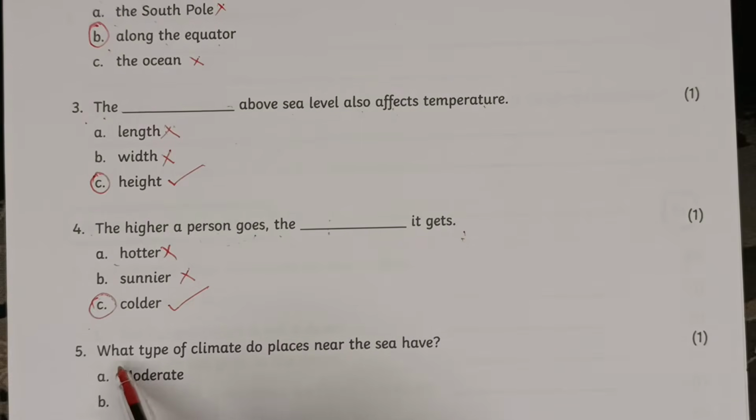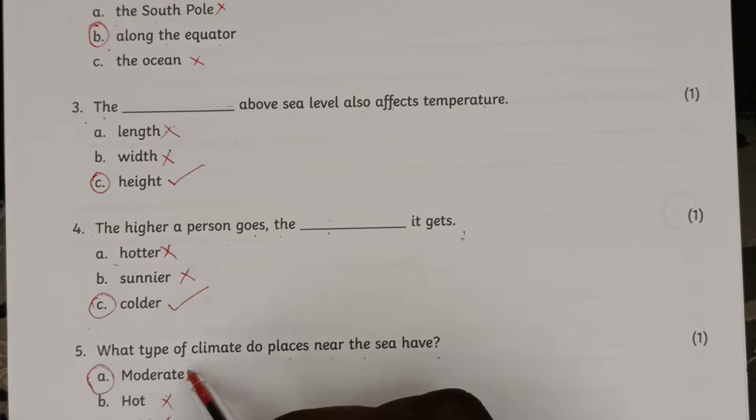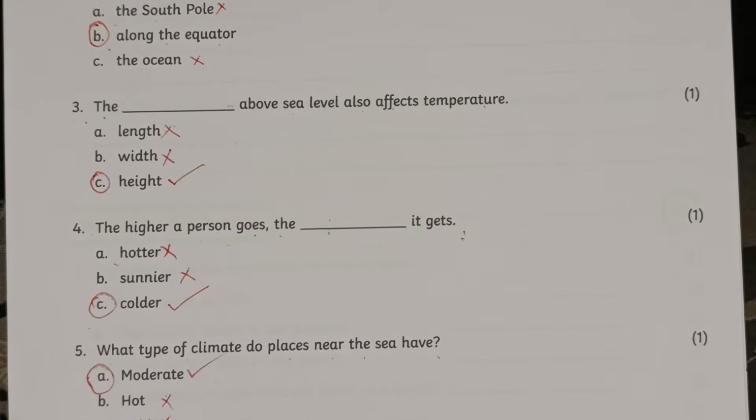5. So 5 says, what type of climate do places near the sea have? Do they have a mild climate? No. Do they have a hot climate? No. But what do they have? They have a moderate climate.